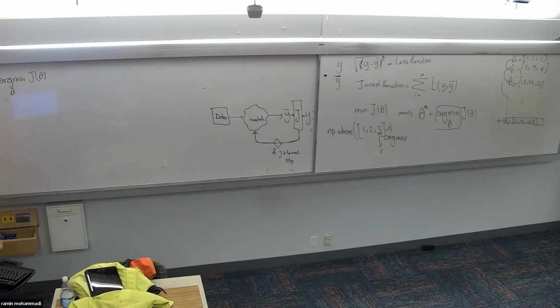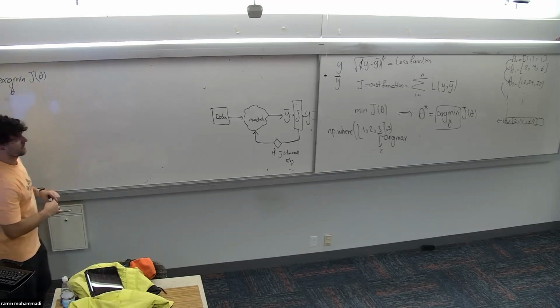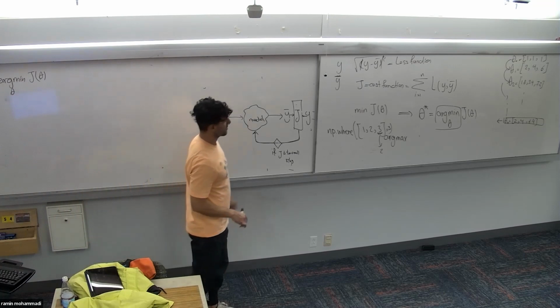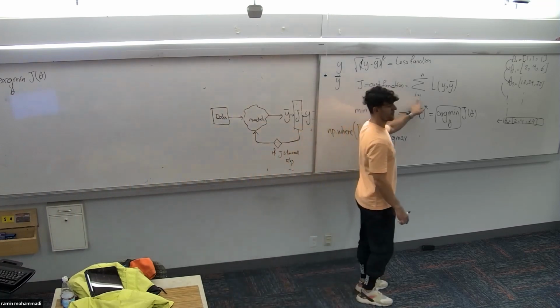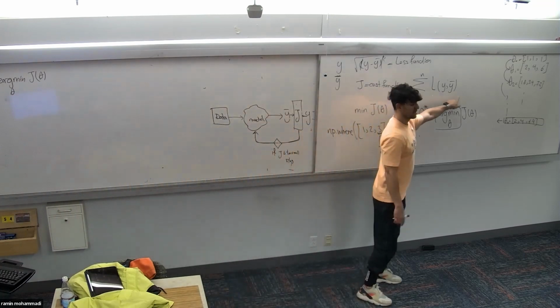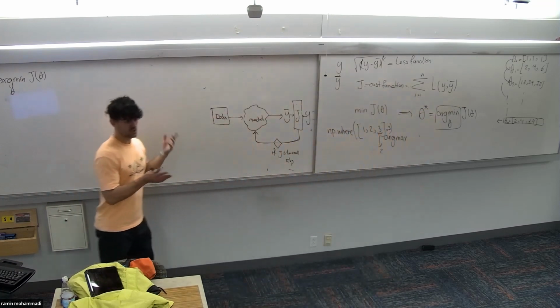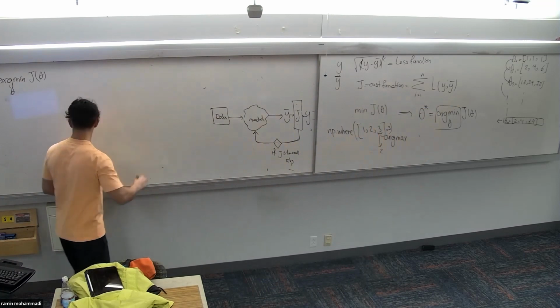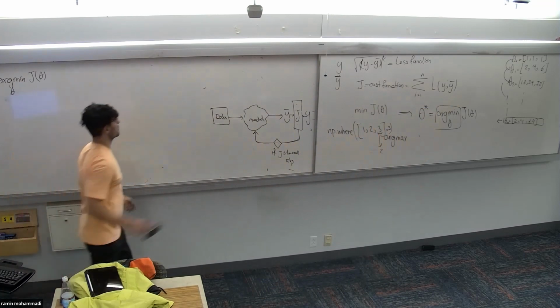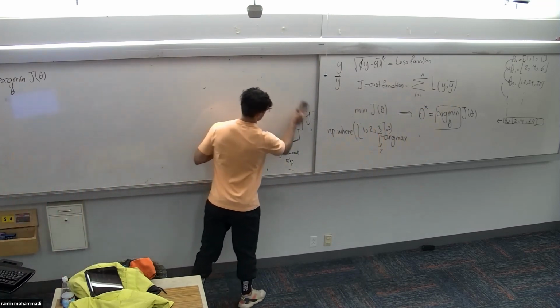Okay, J of theta. Now, let's go to J of theta. So I wrote J of theta at this point, right? A summation of a bunch of losses, right? Now, in order to be able to solve this problem, I'm going to use one loss function.